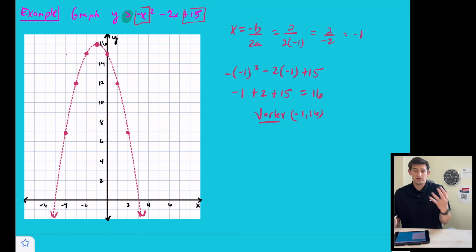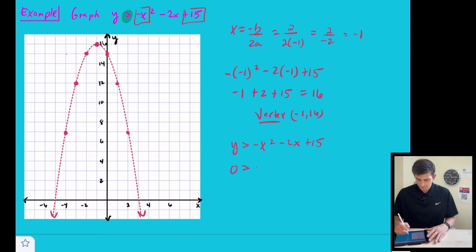Now we've graphed our quadratic, and we need to pick a test point. Just like with linear inequalities, the origin is probably the easiest test point to use, because we're just plugging in 0, 0. So in this case, I'm going to use the origin. Notice that it is inside my parabola. If my inequality is y is greater than negative x squared minus 2x plus 15, I'm going to use the origin as my test point. So I'm going to plug in 0 for y, and I'm going to plug in 0 for x.